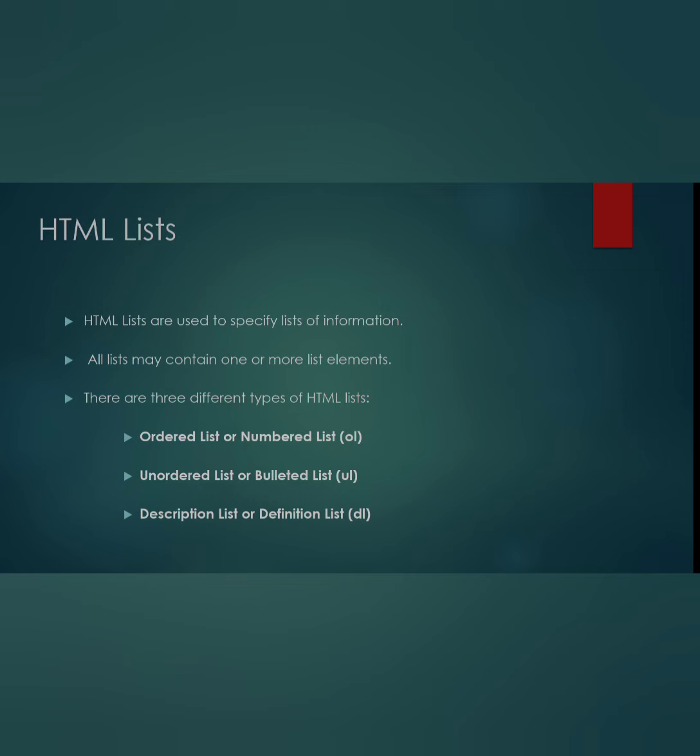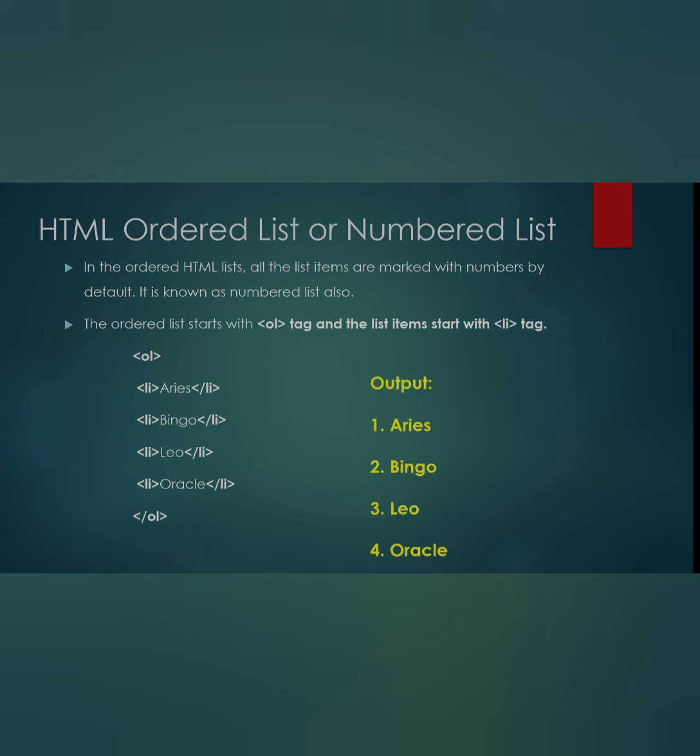HTML list. HTML lists are used to specify a list of information. All lists may contain one or more list elements. There are three different types of HTML list. Ordered list, the tag is OL. Unordered list or bullet list, the tag is UL. Description list or definition list, the tag is DL.